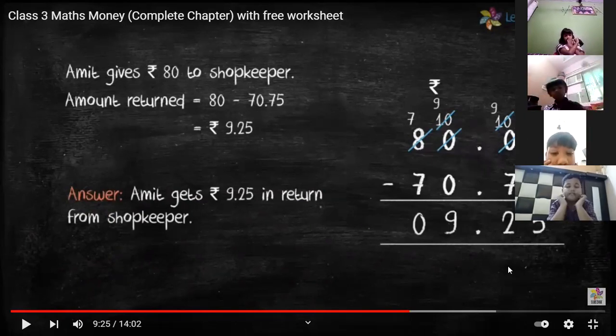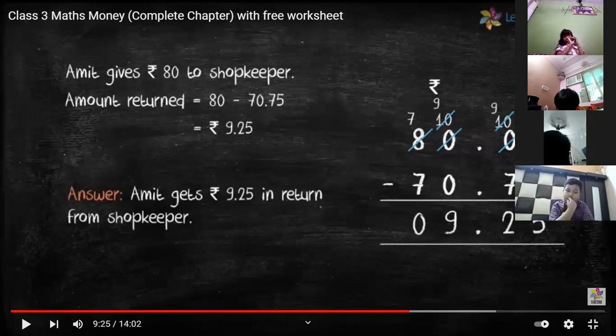And then we are going to subtract or add. We always start from the right hand side, and the right hand side is always paisa. We are going to subtract or add the paisa first, and to find out the answer, we are going to move to the left hand side one by one. I hope this concept is clear. Yes, ma'am. Okay, beta.